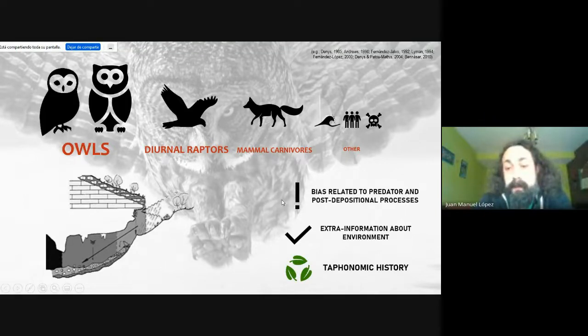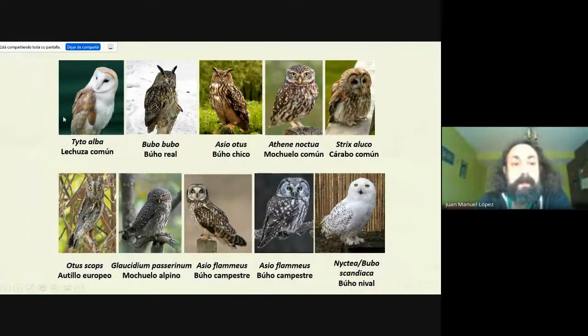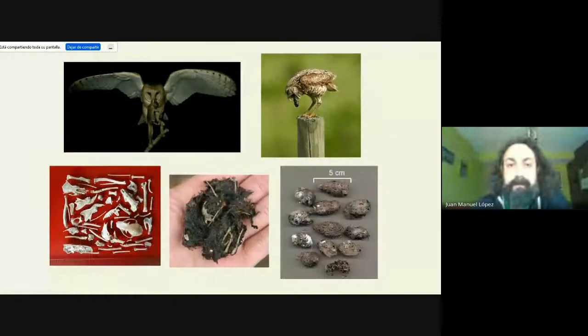And this is important to know the information of the environment and a good taxonomic study. This is a list of more or less nocturnal birds of prey that are common accumulators of small mammals in caves and that we can find in archaeological or paleontological sites. And this is the method of accumulation of these kinds of predators.